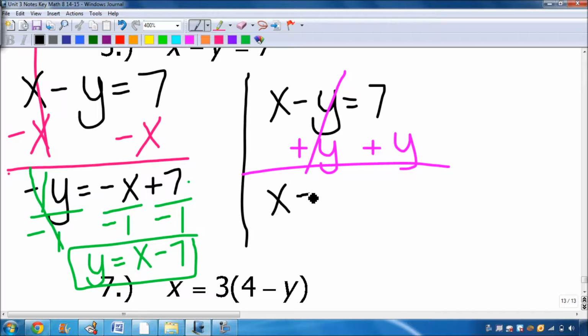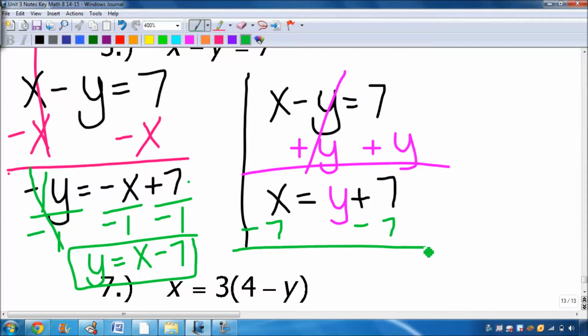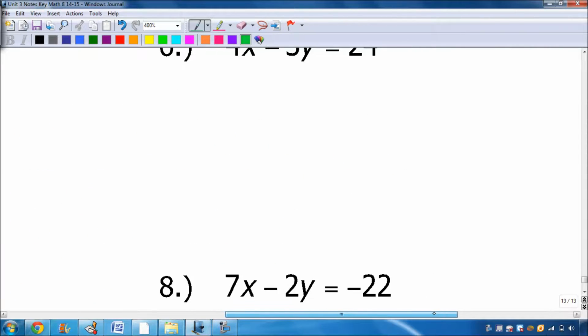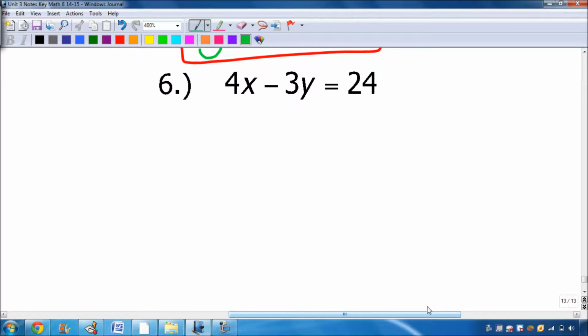So I end up getting x equals 7 plus y or y plus 7. It's your choice how you want to write it out. Now all I have to do is get rid of this 7 by subtracting 7 from both sides, and you end up getting x minus 7 equals y, which is the exact same equation as y equals x minus 7. Okay? Alright, so then let's look at number 6.